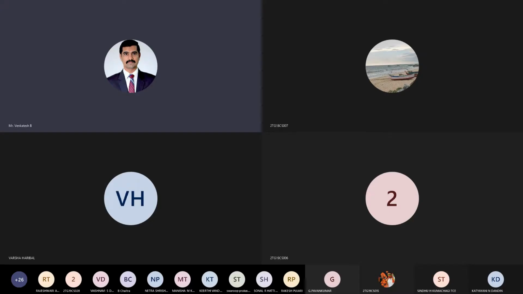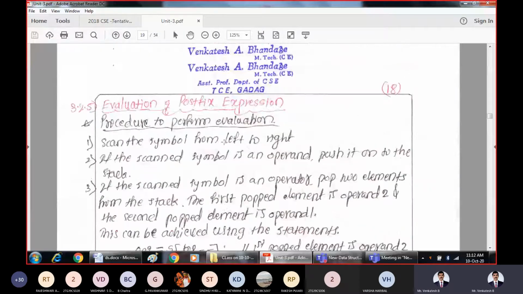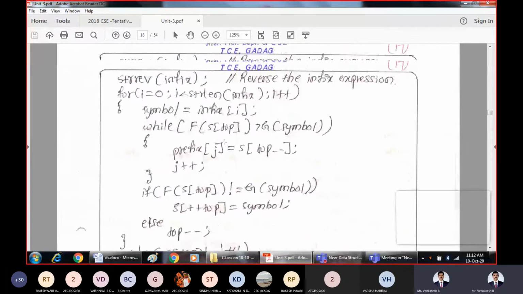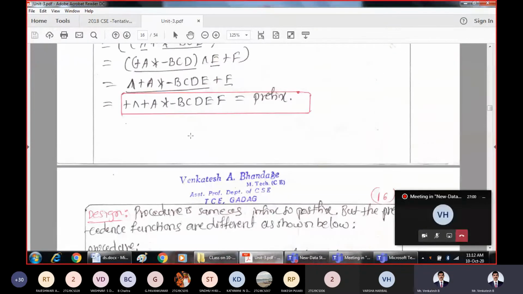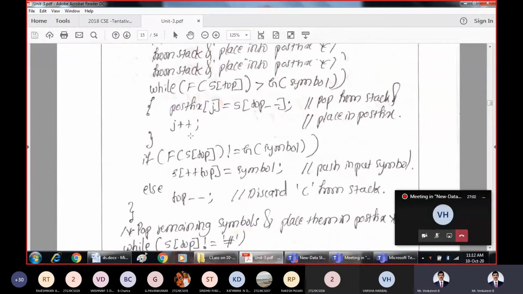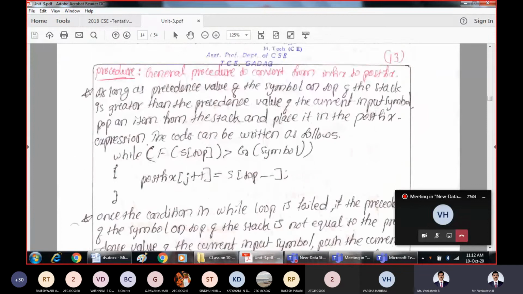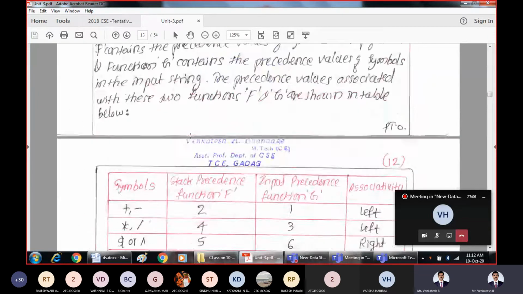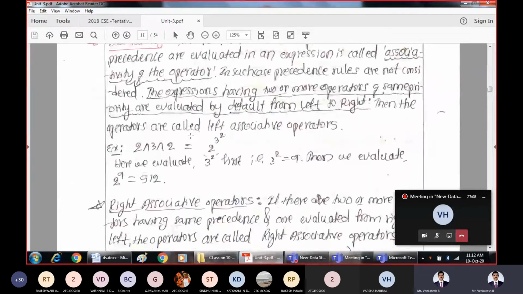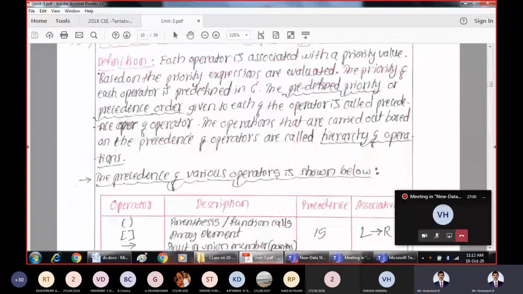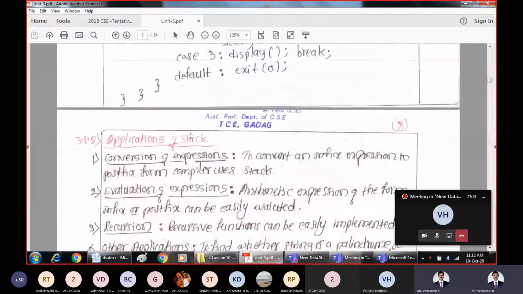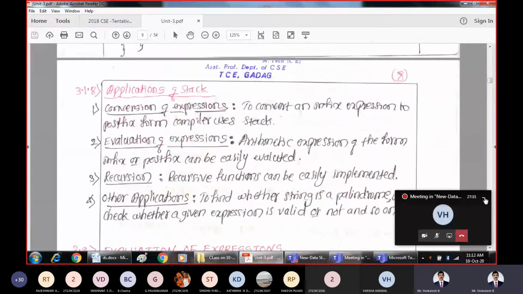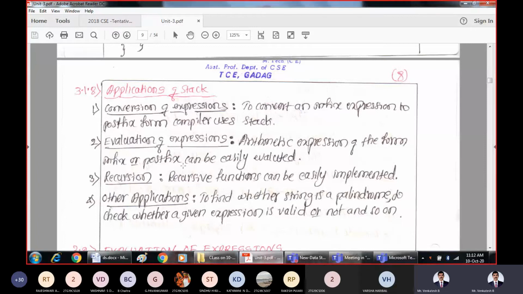Right, applications of the stack. Now we'll be studying different applications, that is, what are the areas in which we can use the stack. Already we have been using the stacks till now, but specifically there are four main areas in which we use the stacks, following the norms of the stack. Other than these also we will be using the stack.